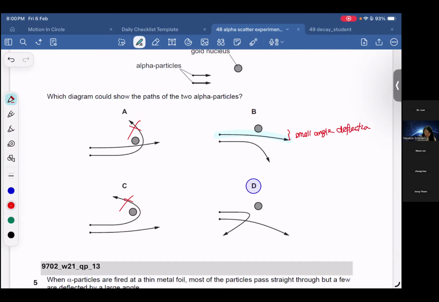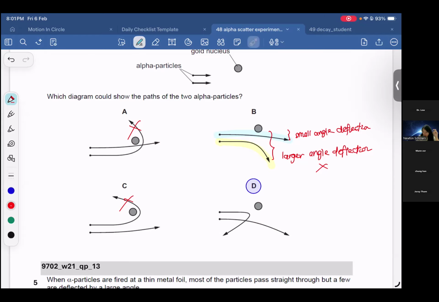But then this path is further away, far away from the nucleus, but it's showing a larger deflection, though not 90 degrees, not more than 90 degrees. At least comparing these two, it is a larger angle deflection. When you are further away, how can you be larger? When you are further away from the same type of charge, you should deflect with a smaller angle. So our answer D is correct.